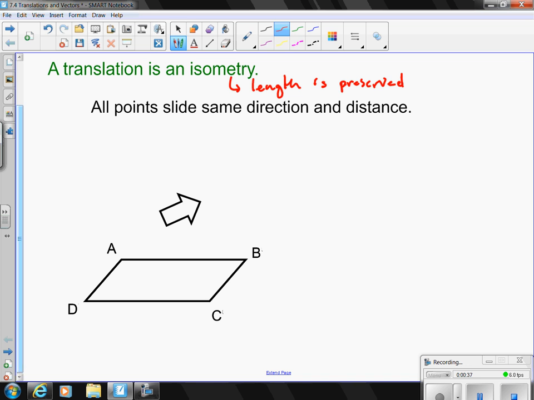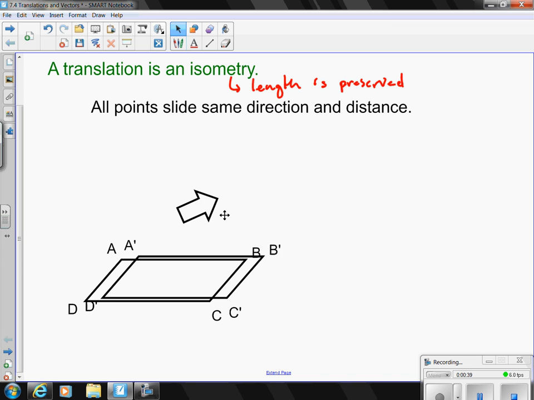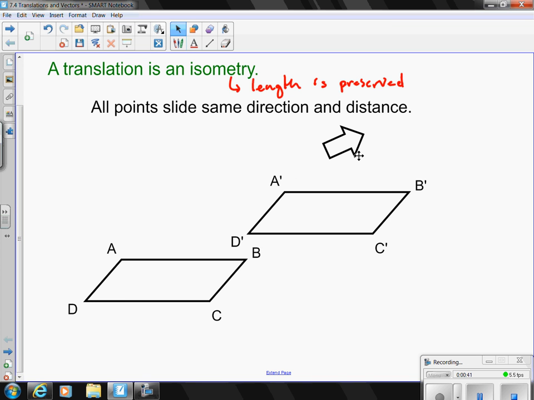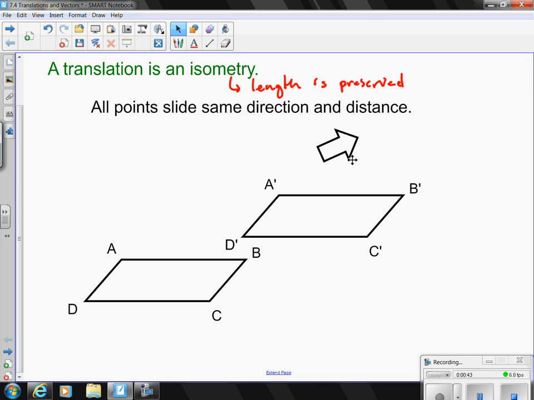So for example, you can slide this. This is my pre-image, here's my final image. All my points slid the same way, same direction, and same length. These lengths are all the same.